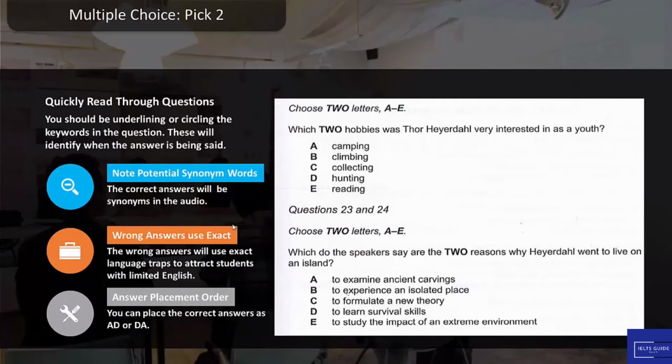The wrong answers will very often use exact language. Now, sometimes when you have it like with the first one where it's single words, A, B, C, D, E, it's possible that a correct answer might be stated exactly. However, when we look at 23 and 24, where the answer choices are much longer, we're probably talking about the difference between a question style in part 2 and part 3. The answer choices in 23 and 24 are much longer, and so they're going to use synonyms to make it more difficult. But remember, answer placement does not matter.